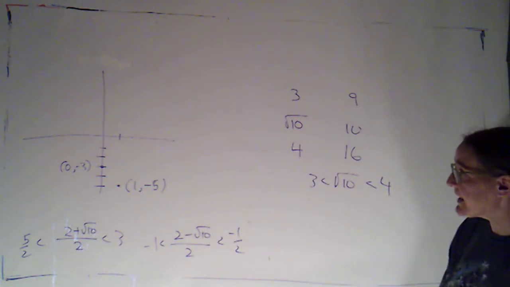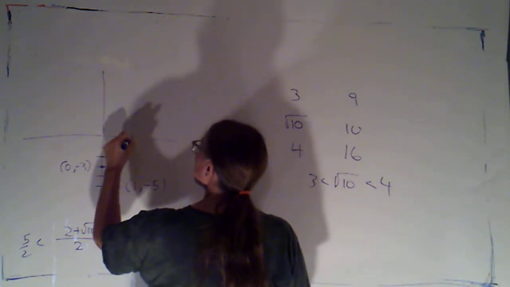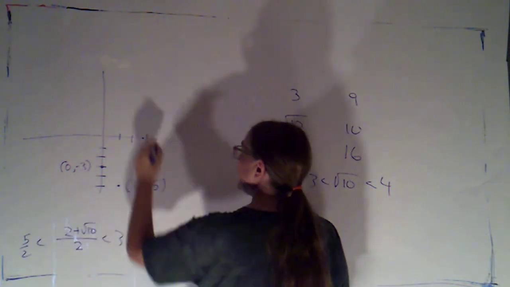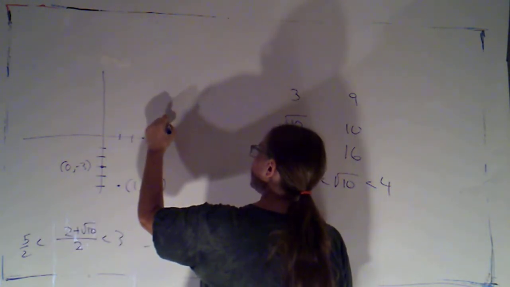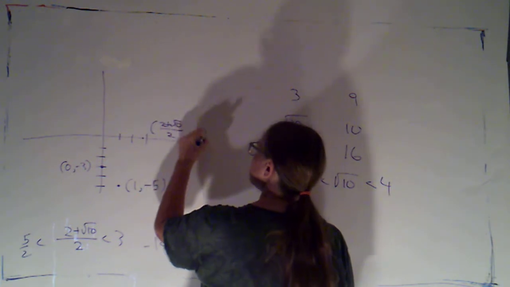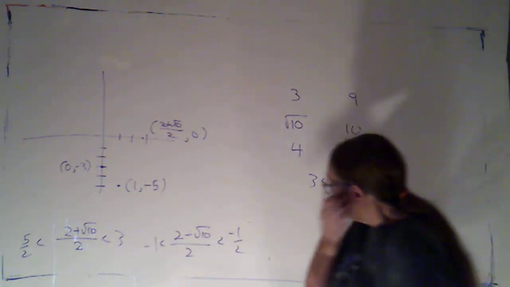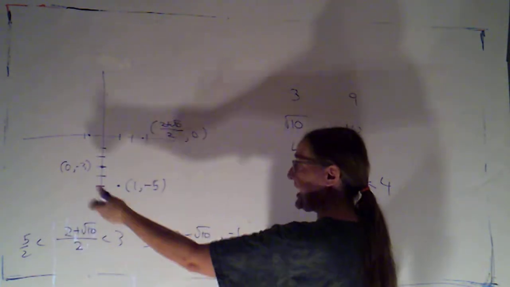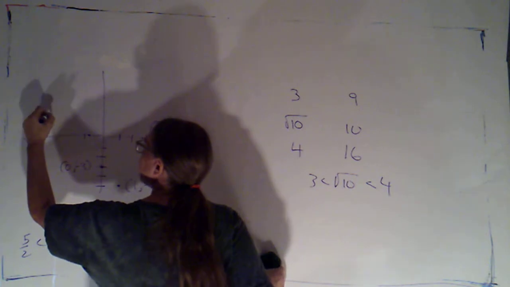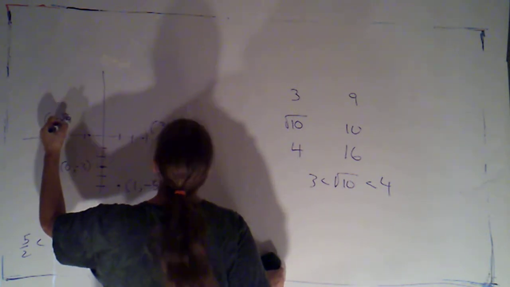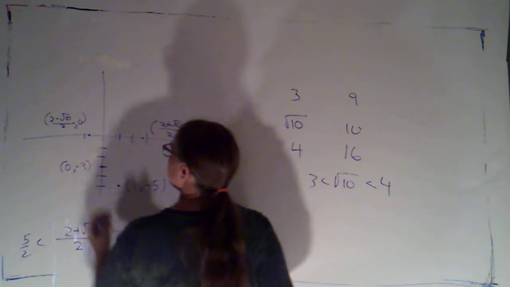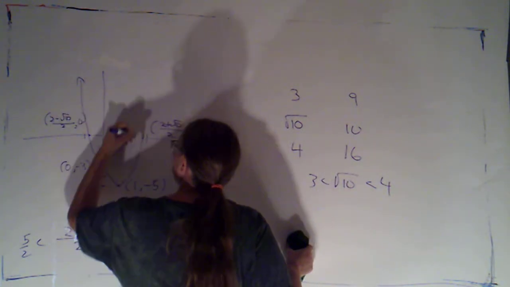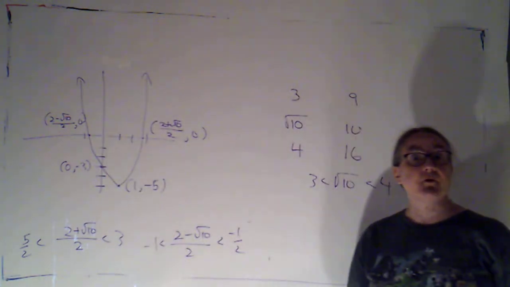So now I can go ahead and plot these. We're going to be a little bit smaller than 3, but bigger than 2.5. That gives me the point 2 plus root 10 over 2 comma 0. And here, we're going to be not quite all the way to negative 1. Past negative a half, but not quite at negative 1. That gives me my 2 minus root 10 all over 2 comma 0. And then I can connect the dots. And so there's my lovely parabola.